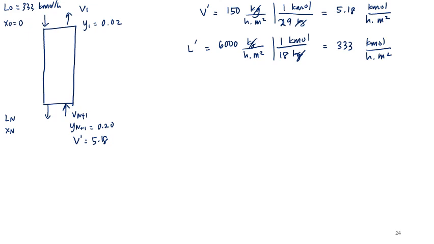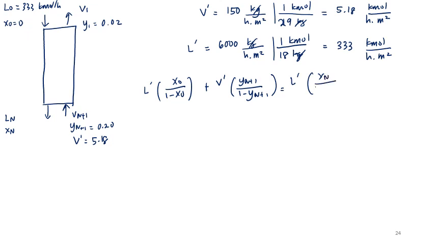Okay. So we use our material balance equation in terms of solute-free concentration: L prime times X naught over 1 minus X naught, plus V prime times Y n plus 1 over 1 minus Y n plus 1, equals L prime times Xn over 1 minus Xn, plus V prime times Y1 over 1 minus Y1. You know everything here, but you don't know Xn. So our job here is to find Xn first.